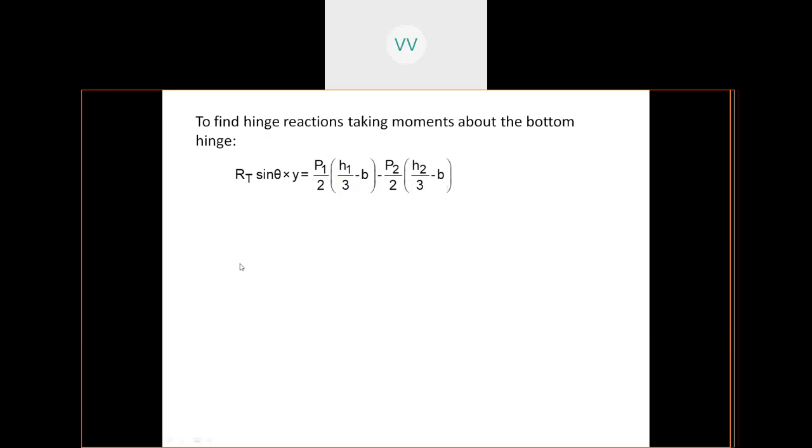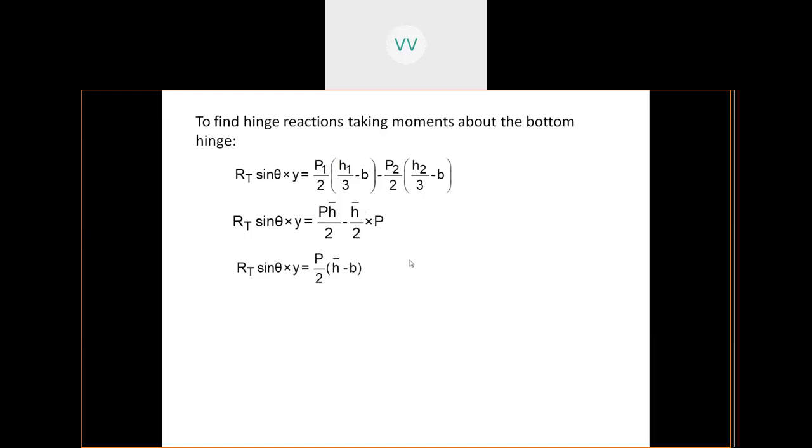So you're going to take the hinge reactions. Now RT is the top reaction into sine theta. We are going to resolve it into y. It is P H bar by 2 minus H2 bar H bar by 2 into P, into this is small b. So substituting, taking out P2 by 2, so here you have H bar minus small b.